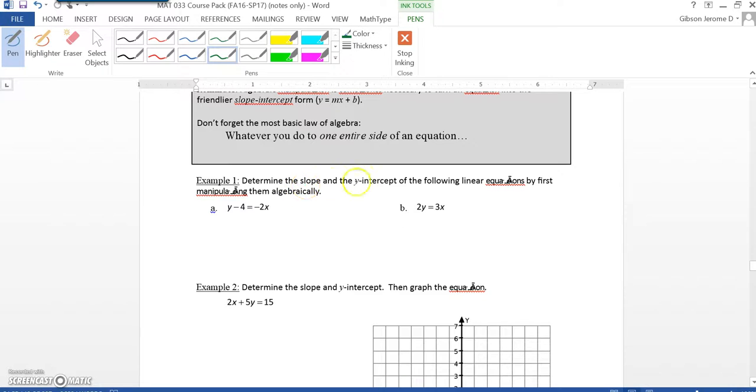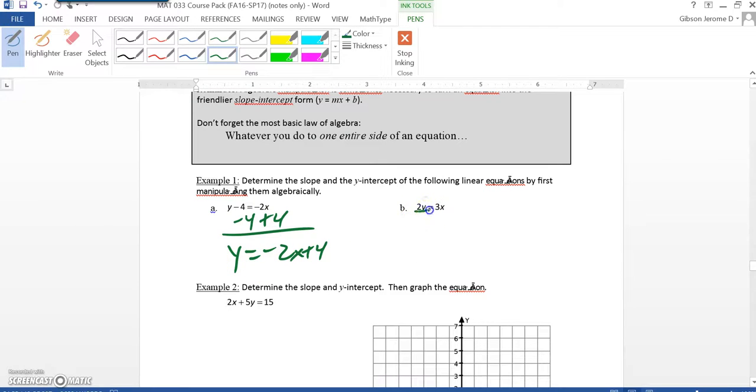Example 1. Determine the slope and y-intercept of the following linear equations by first manipulating them algebraically. So we're trying to get y by itself. So we would add 4 on both sides. y is equal to negative 2x plus 4. And that will be the final answer.